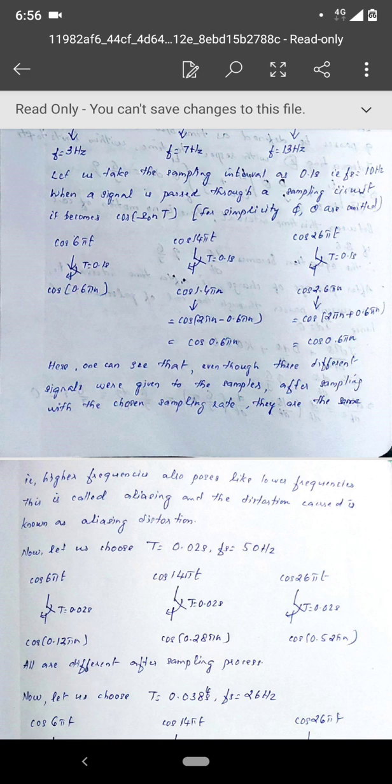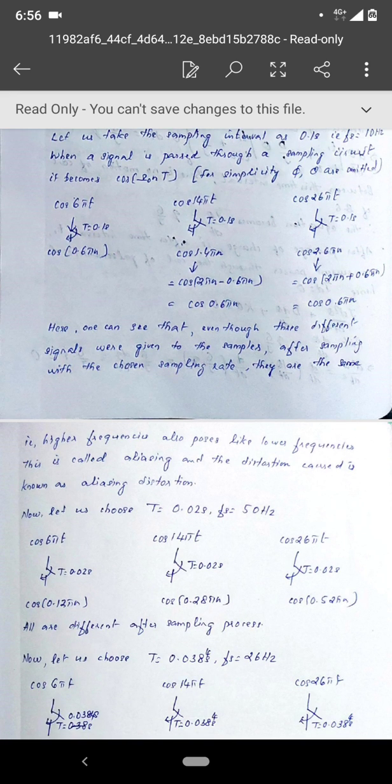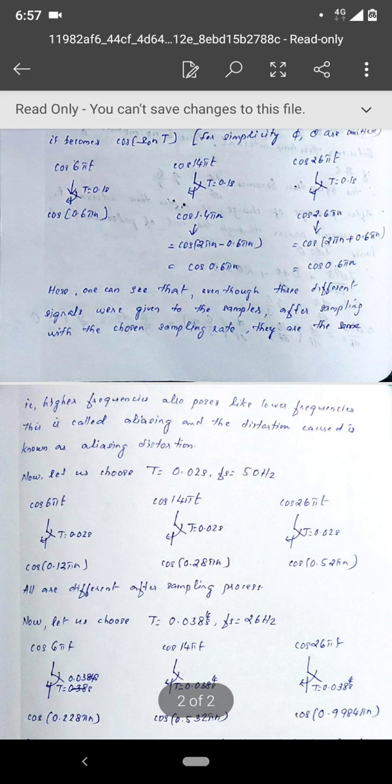These three frequencies were components of a composite signal. Three different frequencies, that is 3 hertz, 7 hertz, and 13 hertz. But when these components of a composite signal were passed through a sampler at this rate, that is T equal to 0.1 seconds, or fs equal to 10 hertz, you can see that the output of the sampler is the same. Even though there are three different frequencies, everything is equal. You can see that high frequencies also appear like low frequencies. So that is called aliasing.